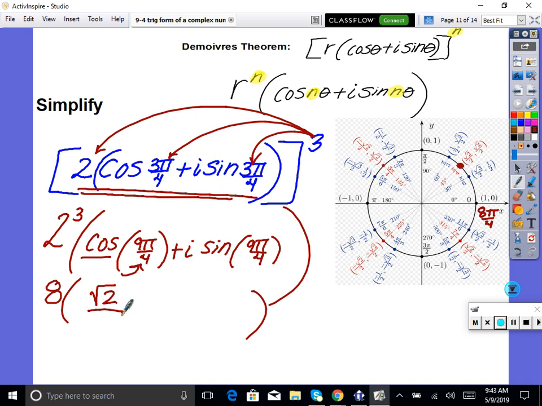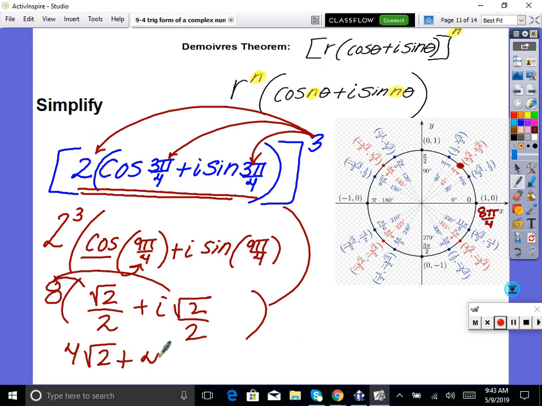We should know that one without even looking. Any pi fourths is always root 2 over 2, and then it just depends on the quadrant if there are any negatives. So then we have plus i root 2 over 2. Almost done. Take your 8, distribute. So aren't we going to get 4 root 2 plus 4i root 2, and we're done. A plus bi form. Does that make sense?